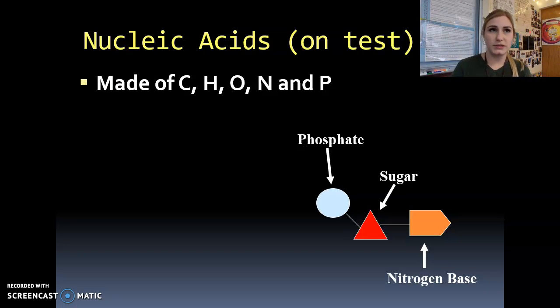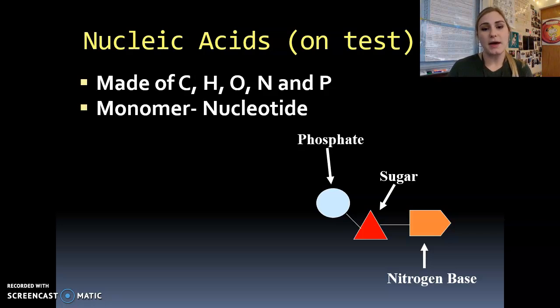So proteins and nucleic acids have a few more elements than lipids and carbohydrates. We've got carbon, hydrogen, oxygen, nitrogen, and then phosphorus, once again, that P. So we end up having a monomer, which is a nucleotide. Now this gets a little tricky because mono means one, but this one unit has 3 different components, and you do need to know these 3 different components. It's a phosphate, a sugar, and then a nitrogen base, and those 3 things together make up the nucleotide.